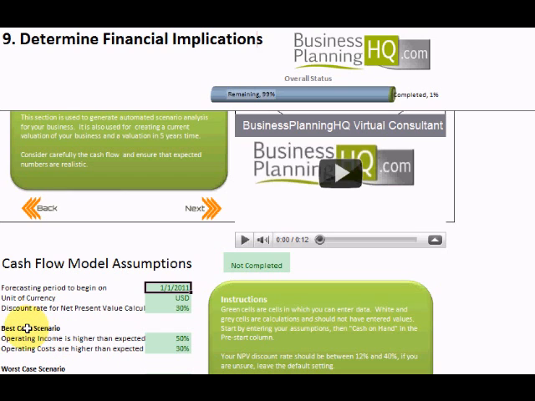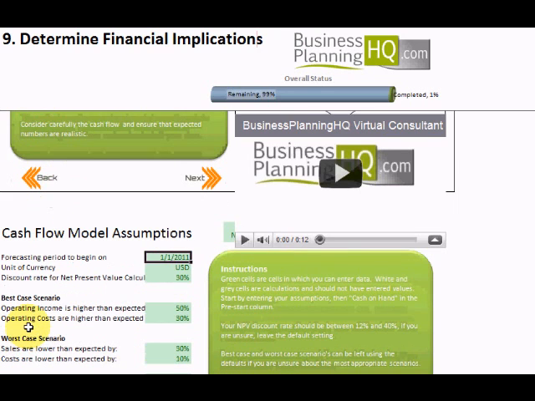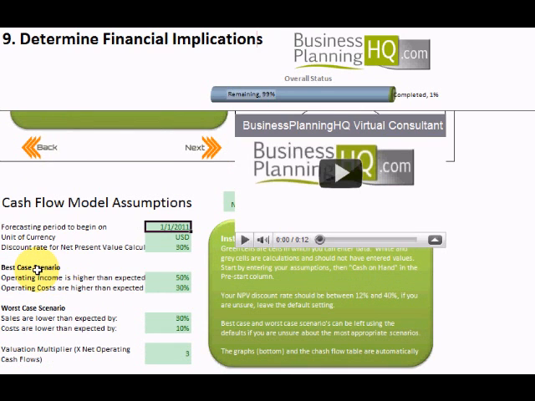So we have two different scenarios that we're going to be analysing automatically in your output documents. And they are a best case scenario and a worst case scenario. Oh, sorry, I should just explain the discount rate first.